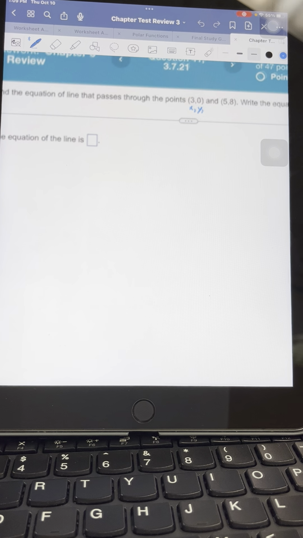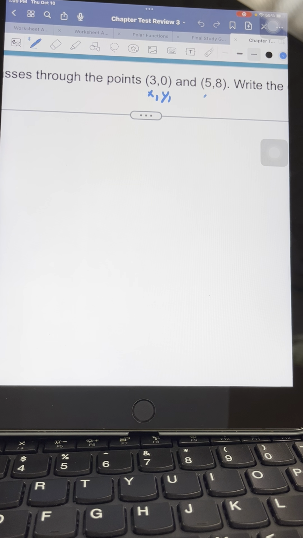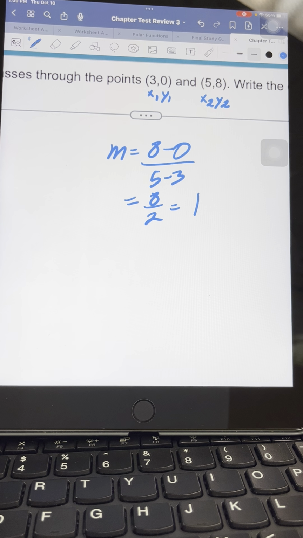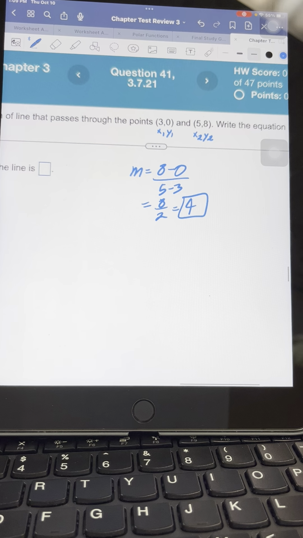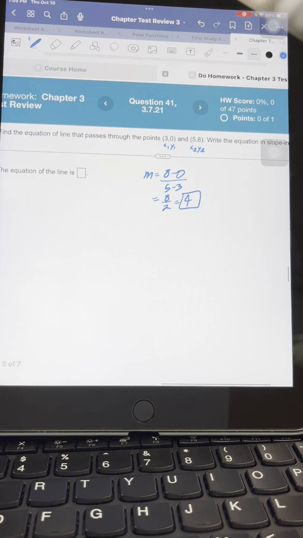x2, y2. So my slope is 8 minus 0 over 5 minus 3. So my slope is 8 over 2, which is 4. So my slope is 4. All right, so now slope is 4.